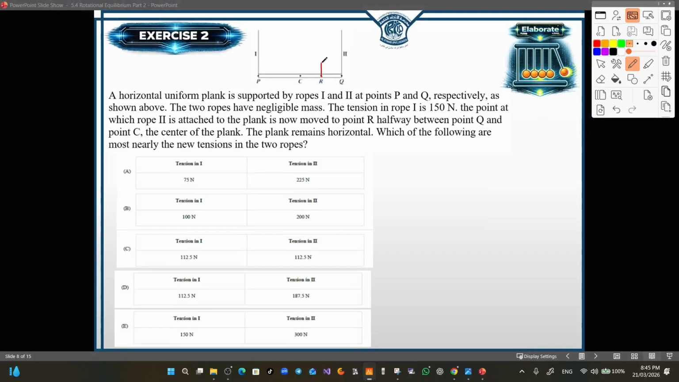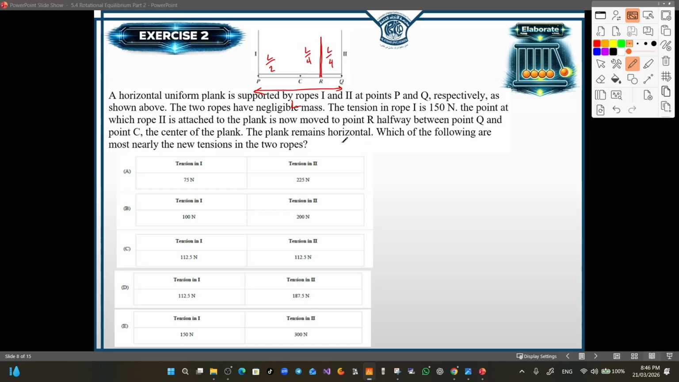So we have shifted the rope to this point, and the distance from R to C is L over 4, and from R to Q is also L over 4, but the distance from C to P remains the same, which is L over 2, if we consider this is L. The center of the plank is C. Now the plank remains horizontal. After this change, the system is under equilibrium. Which of the following are most nearly the new tensions in the 2 ropes?